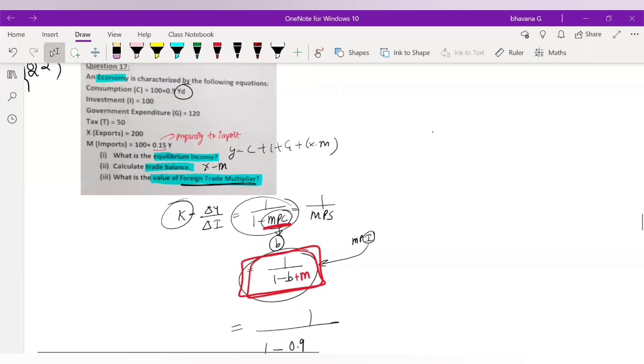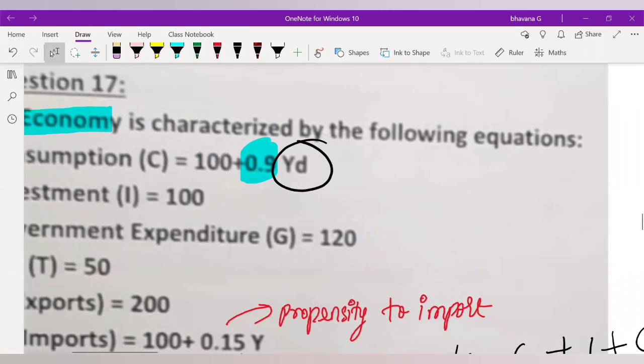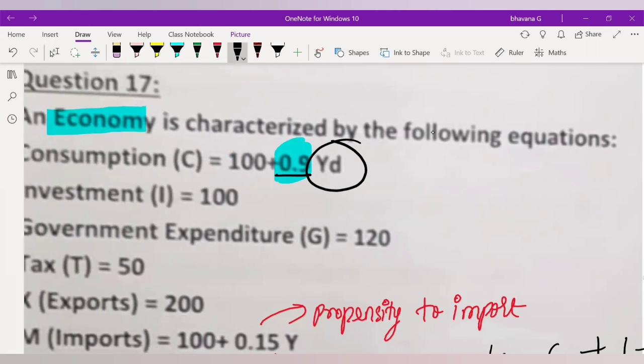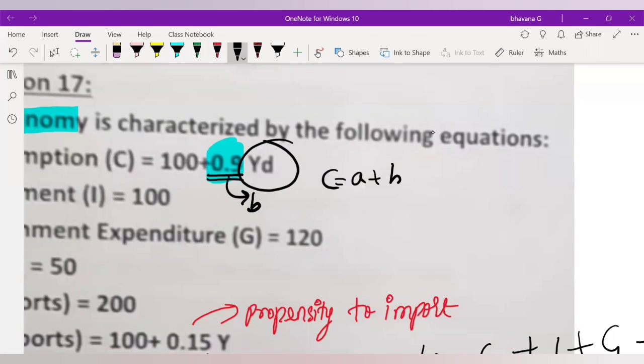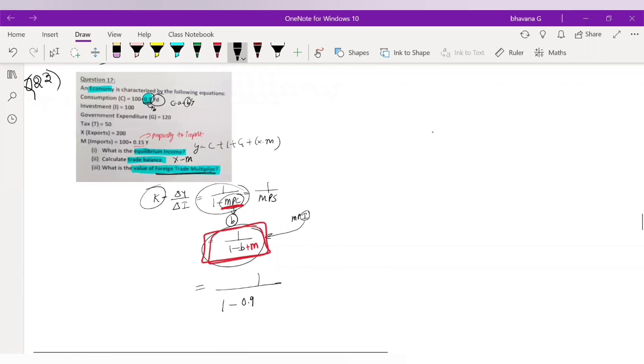Once again, here you have the marginal propensity to consume in your consumption function. This is your B. You all know this is your B in your consumption function, C = A + BY. So this B is 0.9. So here it will be 1 minus 0.9 plus M. You have to find what is M.